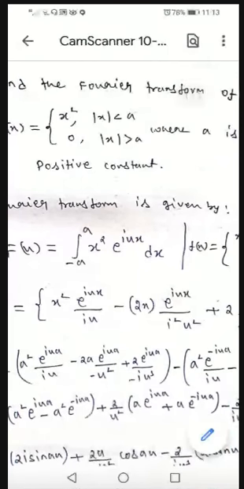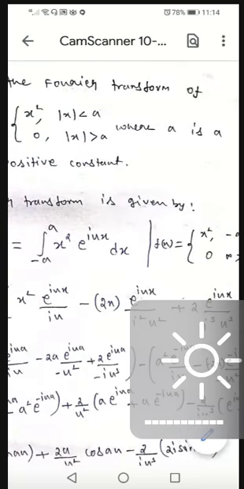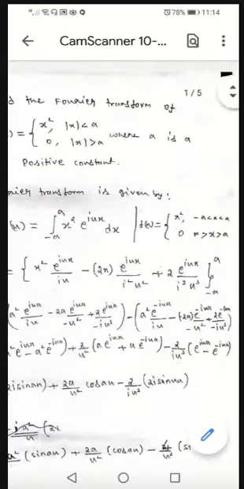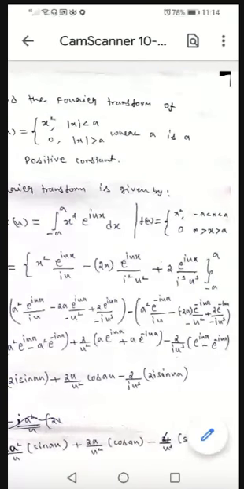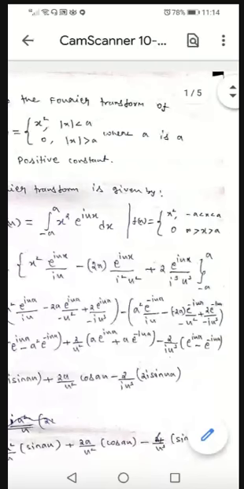X square e power iux is there. So product of two functions here. First function as it is, e power iux by iu is a constant. So minus sign, differentiation of x square is 2x, e power iux divided by i square u square, plus 2x derivative is 2, e power iux divided by i cube u cube, the limit from minus a to plus a. Here upper limit: a square e power iua divided by iu, minus 2a e power iua divided by minus u square, plus 2 into e power iua divided by i cube u cube, minus lower limit.